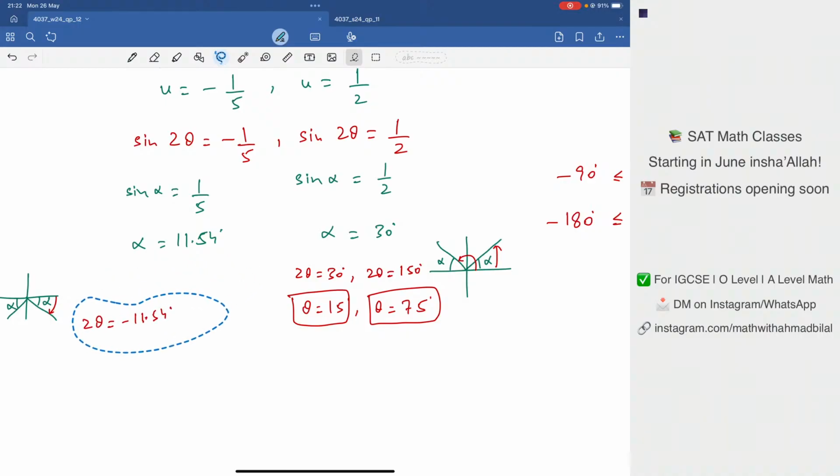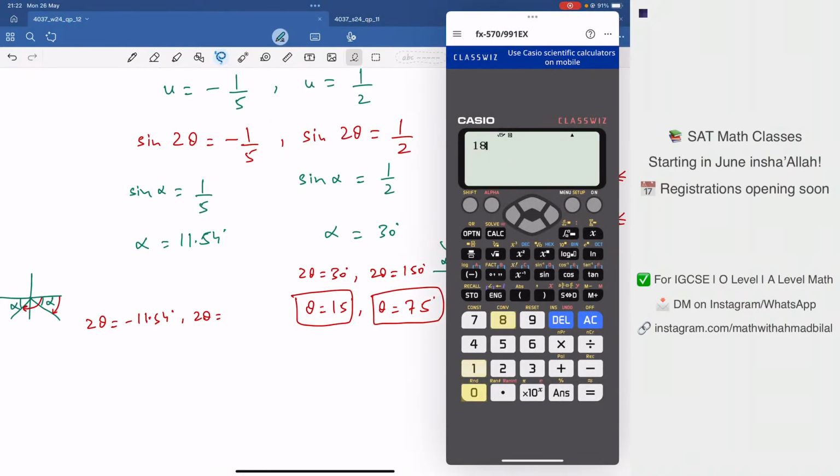And then in the third quadrant, what about this? That's 180 minus 11.54. Let's figure that out. 180 minus 11.54 in the negative direction. That's giving me minus 168.46. So what are the values of theta that we get from this? 11.54 divided by 2, and that's 5.8. Answers in degrees are written to one decimal place, so that's minus 5.8 degrees.